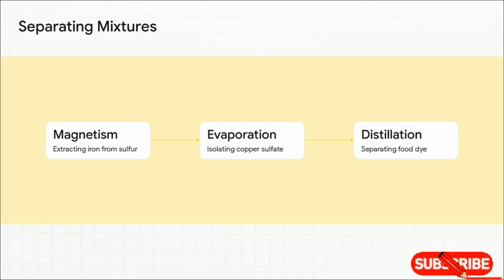And what about food dye mixed into water? You'd use simple distillation. The water boils into steam and then condenses right back into a pure liquid, leaving the dye completely behind. It's brilliant.